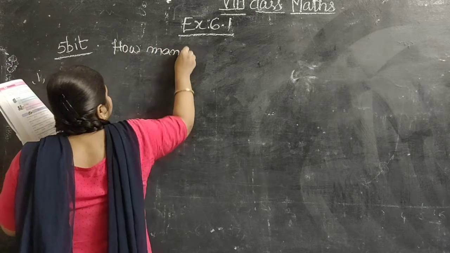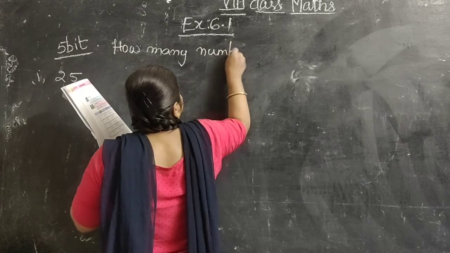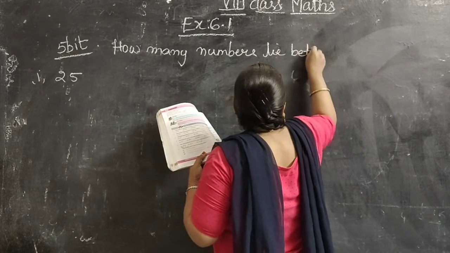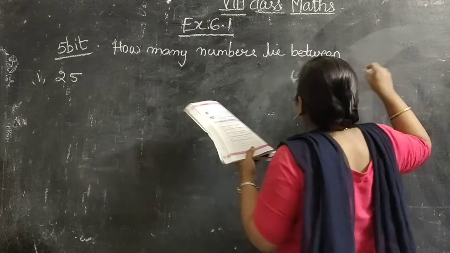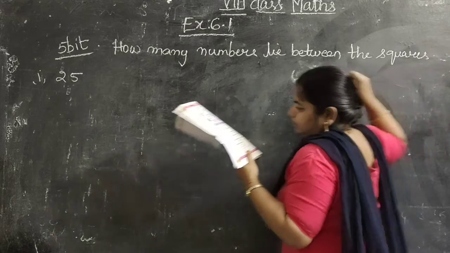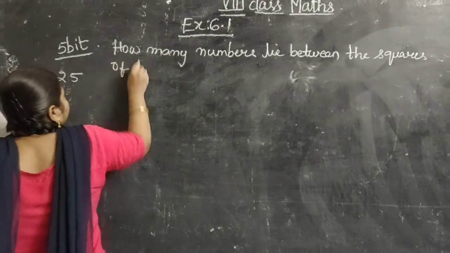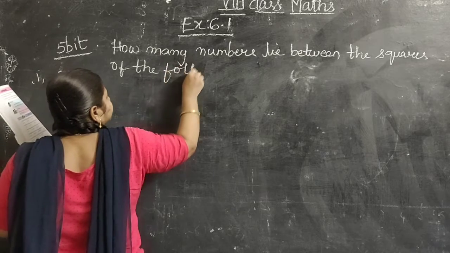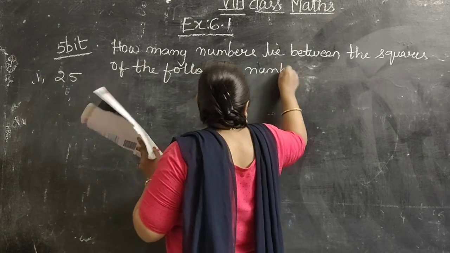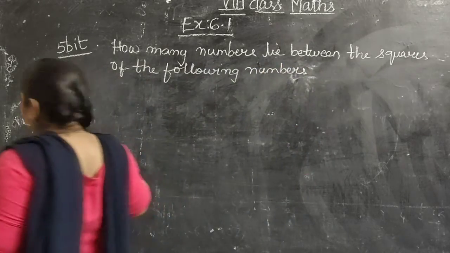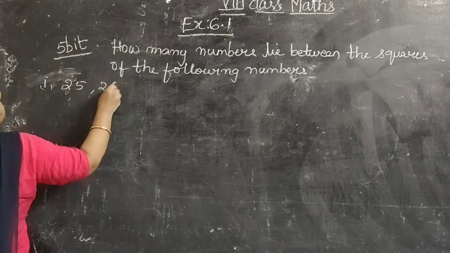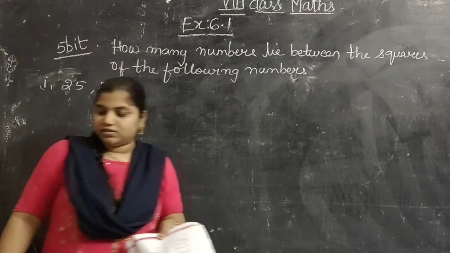How many numbers lie between the squares of the following numbers. So first one is 25 and 26. So we have to find 25 square and 26 square.